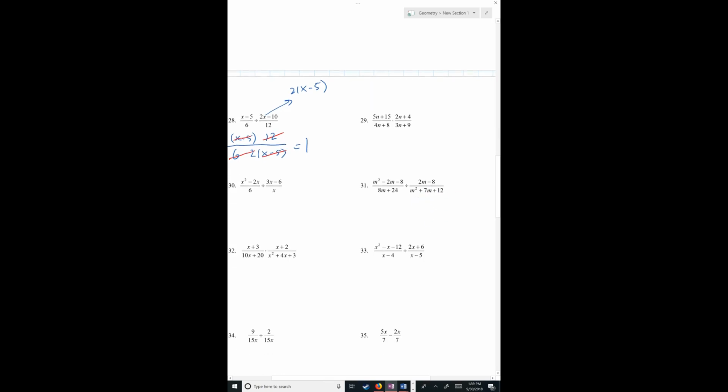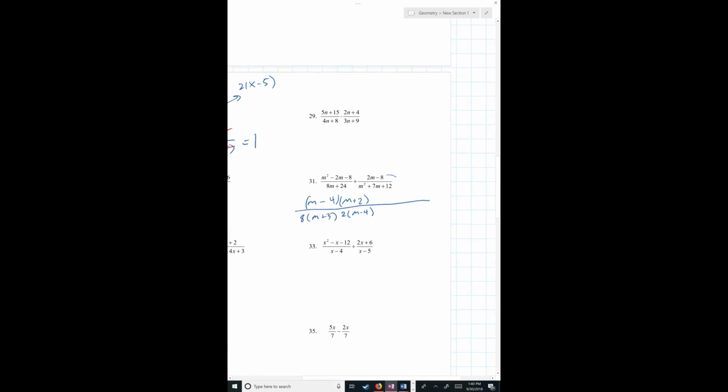Here's a humdinger. Let's do this one. So I'm going to factor everything while I move it. Hopefully that's okay. So that'll be m and m, a 4 and a 2, and that'd be a negative 4 and a positive 2. And on the bottom, I'm going to have 8 times m plus 3. And then, again, the 2m minus 8 is going to go on the bottom, but I'm going to write it as 2 times m minus 4. On the top, I'm going to have this m squared plus 7m plus 12 factored. So I'll put those 2 there, and that'd be m and m. That'd be 3 and 4, and plus and plus.